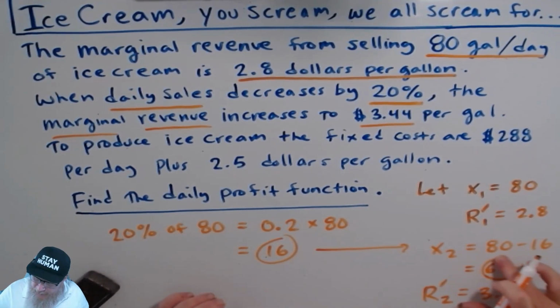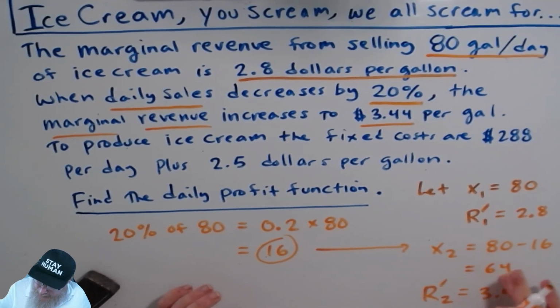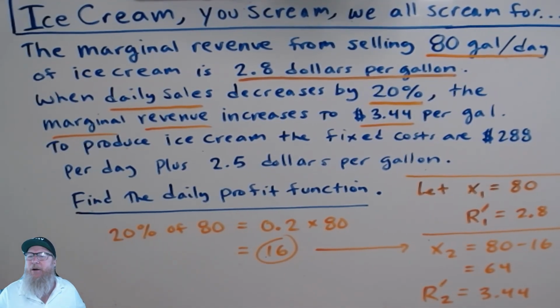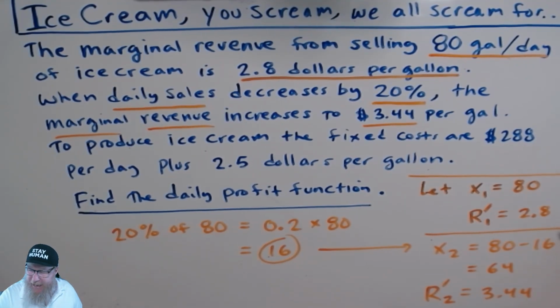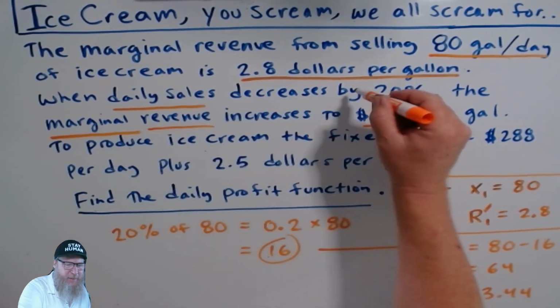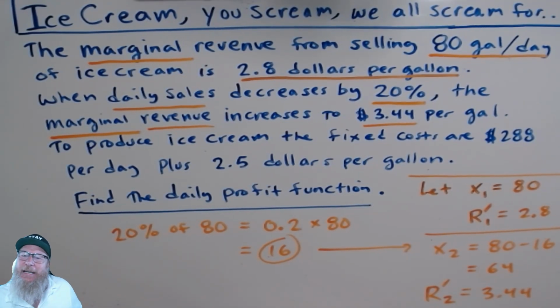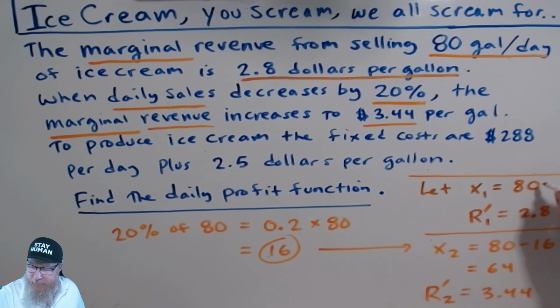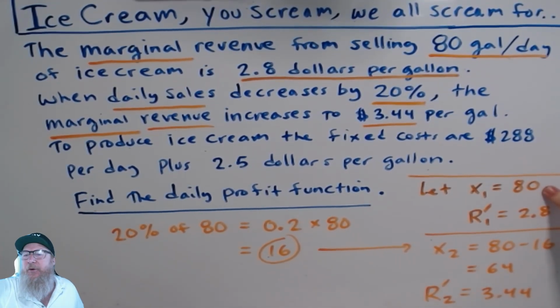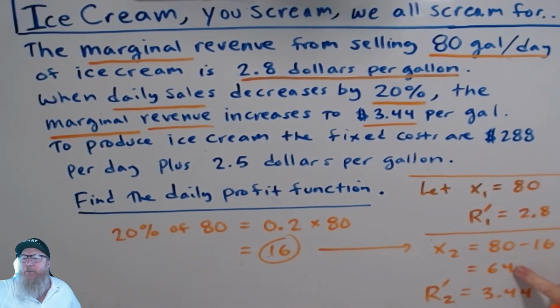Now, when I first started learning business calculus, I was a little surprised by this fact: how could the revenue go up when the sales go down? Well, the key is the word marginal. The revenue actually is going up if you're selling more gallons of ice cream. So this one's 80 and this one's 64. The actual revenue would be larger for more gallons of ice cream. So the revenue for X1, the actual revenue, is higher than the revenue for X2.